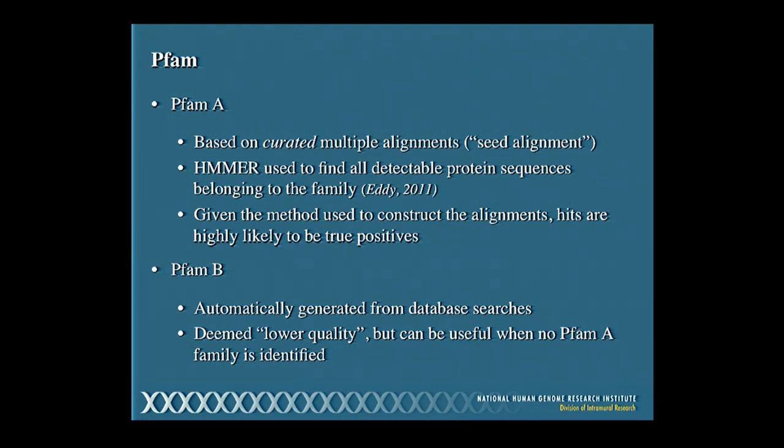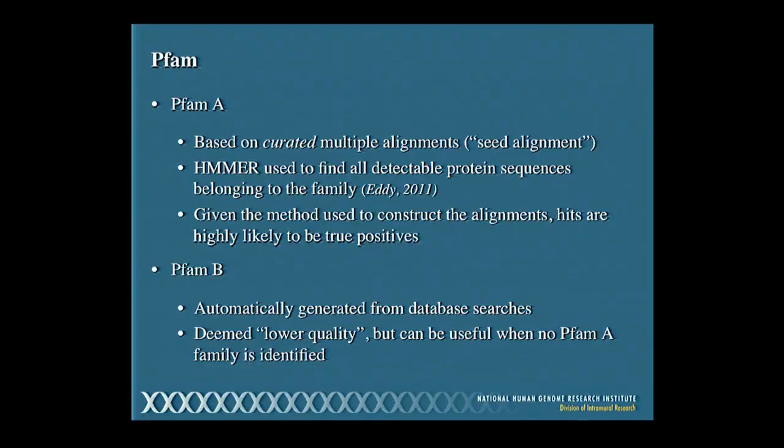Okay. So there are actually two databases within PFAM, PFAM-A and PFAM-B. So PFAM-A is the better of the two because they're based on curated multiple sequence alignments. So someone has collected information based on their biological knowledge, created a single alignment, and then has used that alignment to gather in the rest of the members of the protein family. The methodology used to do that relies on a program called HMMER that Sean Eddy at the Janelia Labs developed many years ago.